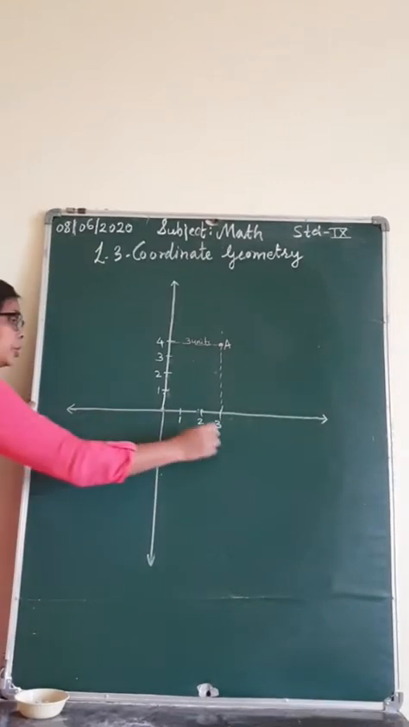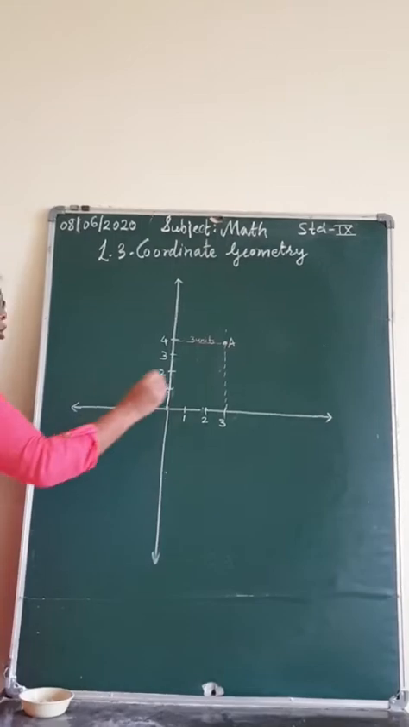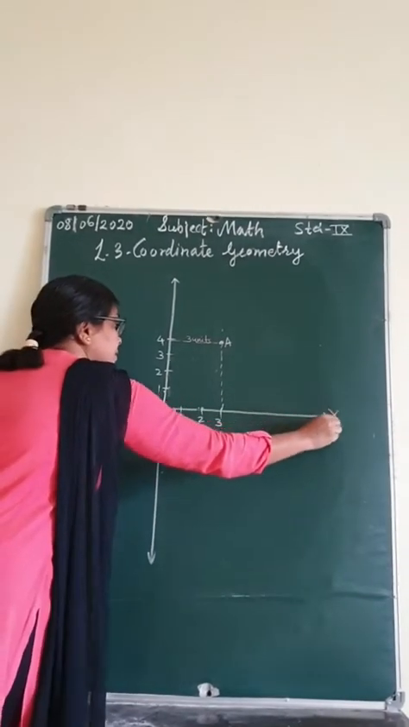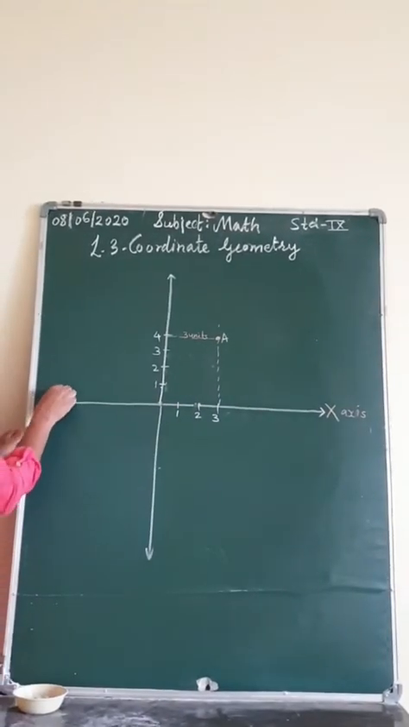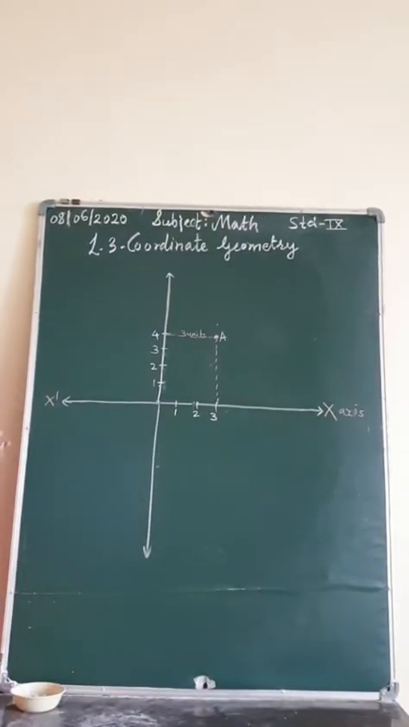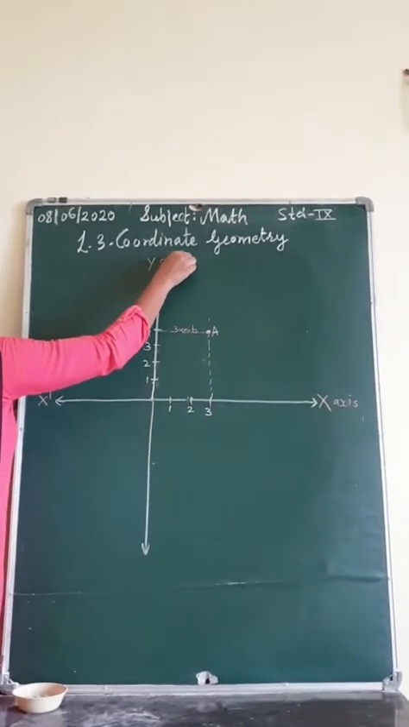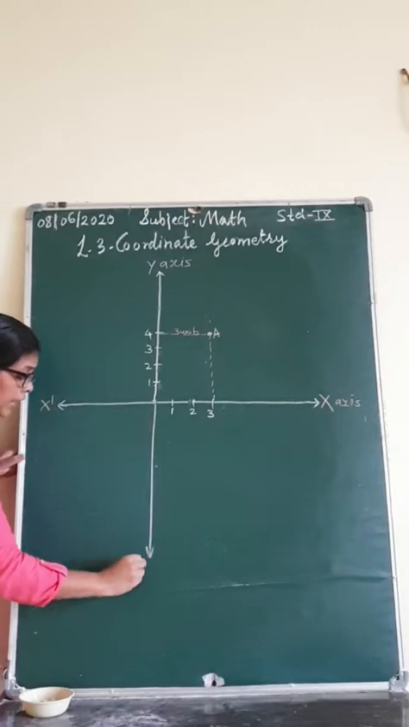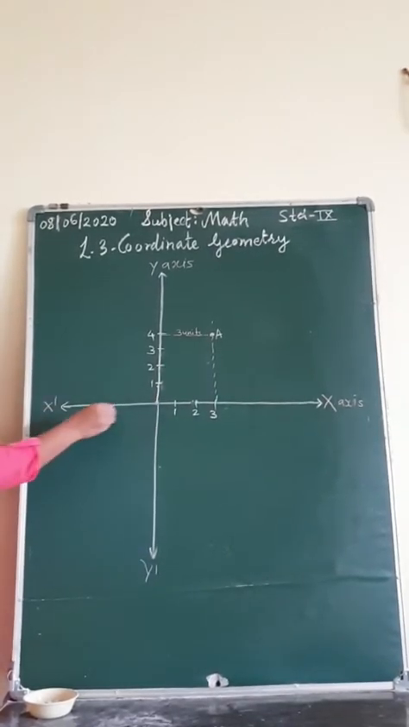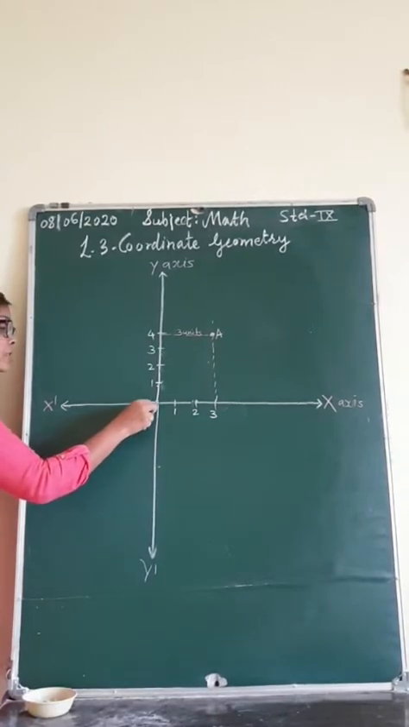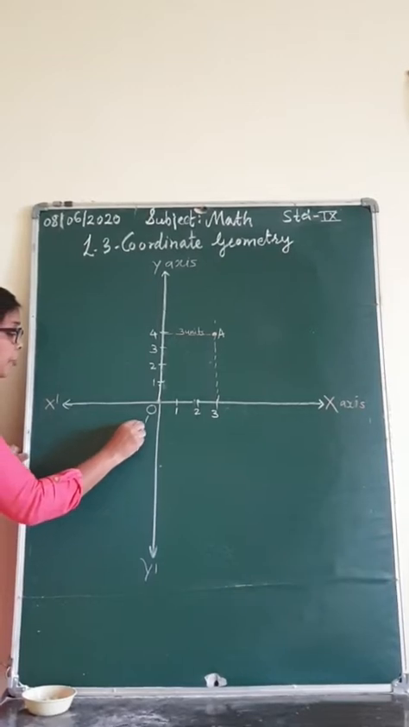Now what are this horizontal line and vertical line called? This horizontal line is called the x-axis, and this is x dash. The vertical line is called the y-axis, which is y dash. Now what is this fixed point known as? This fixed point is called O, and this is known as the point of origin.